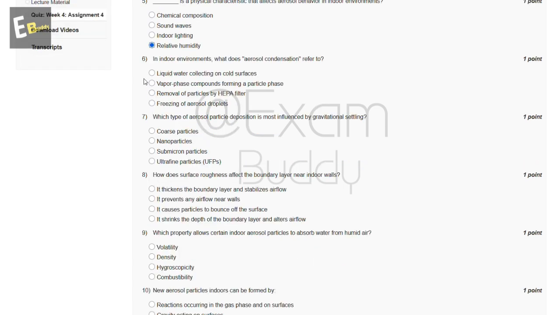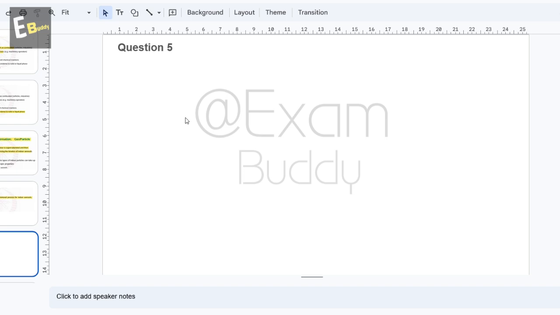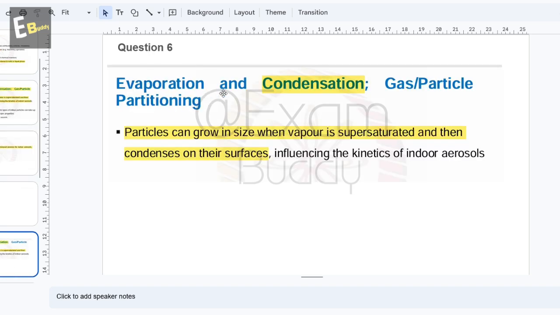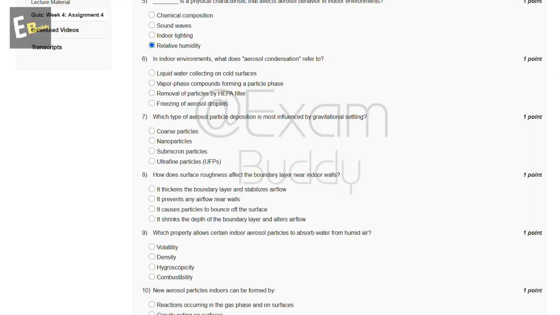Now the sixth question is: in indoor environments, what does aerosol condensation refer to? These are the options: liquid water collecting on a cold surface, vapor phase compounds forming a particle phase, removal of particles by a HEPA filter, freezing of aerosol droplets. Let's check the answer. Evaporation and condensation: particles can grow in size when vapor is supersaturated and then condenses on their surfaces. So the answer to our sixth question is B: vapor phase compounds forming a particle phase.